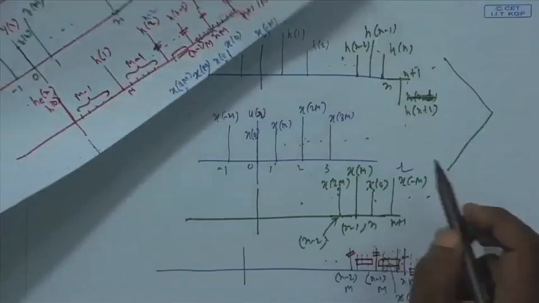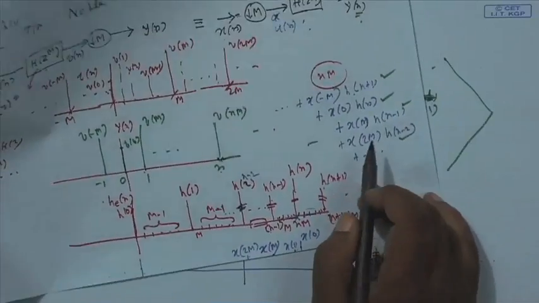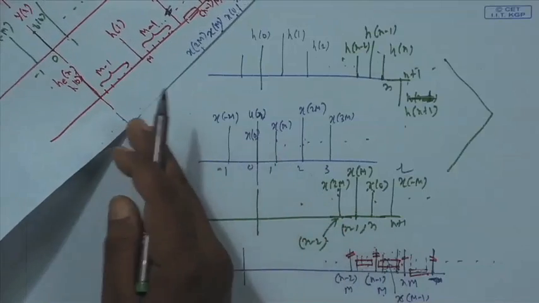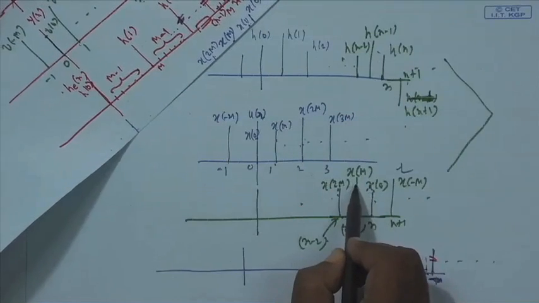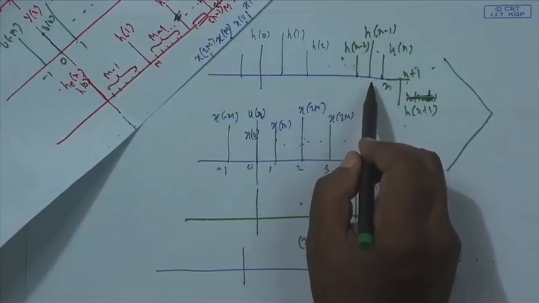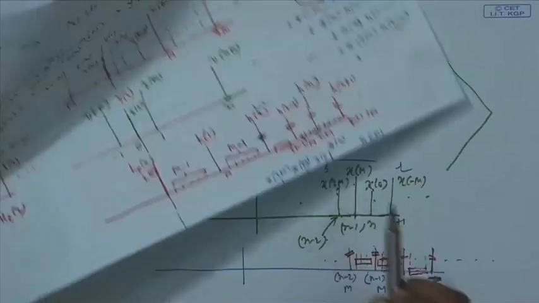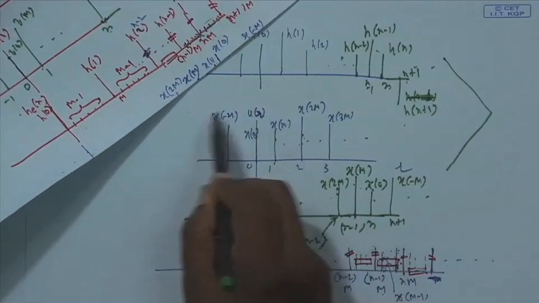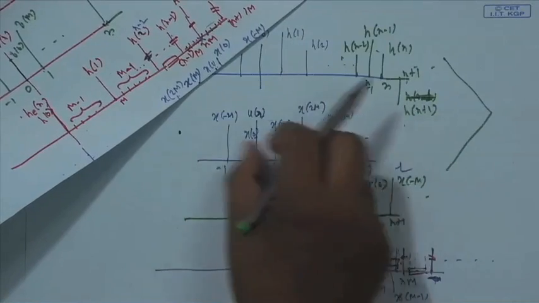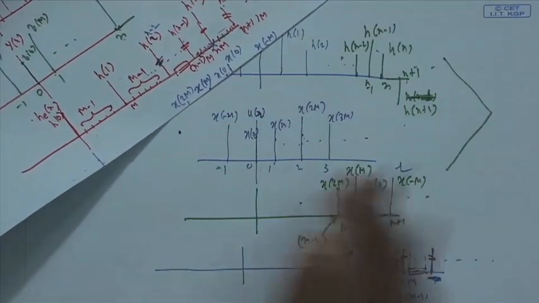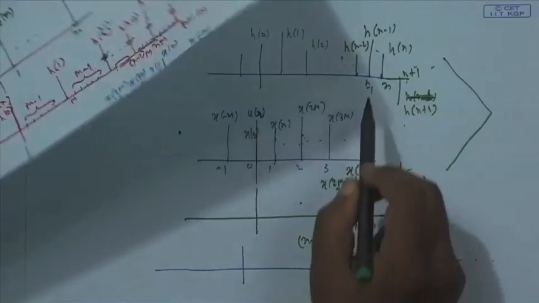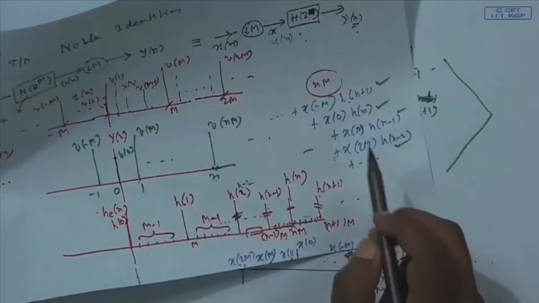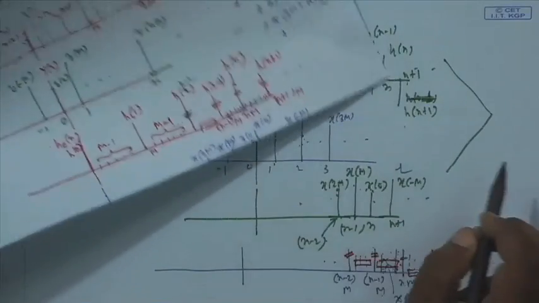So x 0 into h n, then x 1, there is no x 1. x m, after flipping, went to the left side, so it has now come to the left of x 0. So this is x m into h n minus 1, because they are at the n minus 1th point. Then before this, who comes? This went to minus 1, this went to minus 2. So after shifting, x 2 m has come, and that will find the sample at n minus 2, because that is where they are located. So you have x 2 m into h n minus 2, dot dot dot.